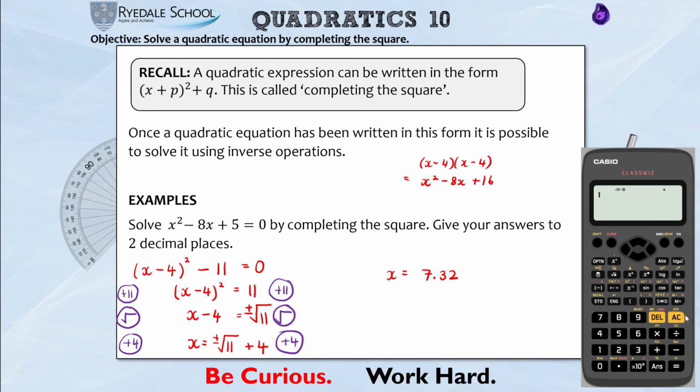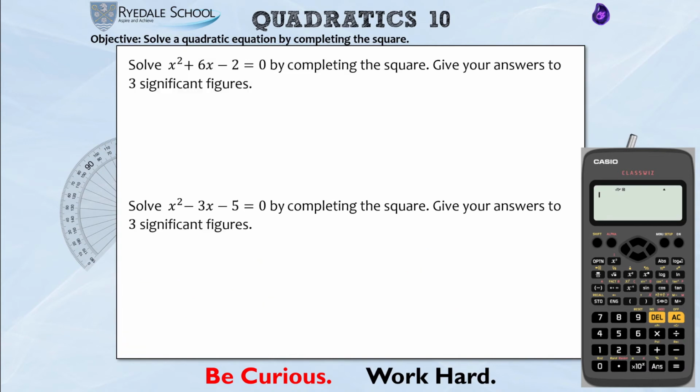So remember, to get my other answer, I need to do the negative square root of 11. So I'm going to press my negative button, square root of 11. Again, click my arrow key so I'm not doing my plus 4 under the square root. So again, just check what mode your calculator's in and turn it into a decimal. And 2 decimal places for that one is 0.68. So it is 7.32 or 0.68. Let's look at 2 more examples.